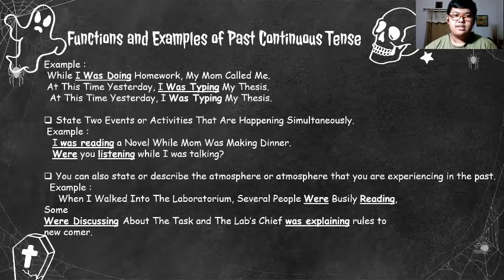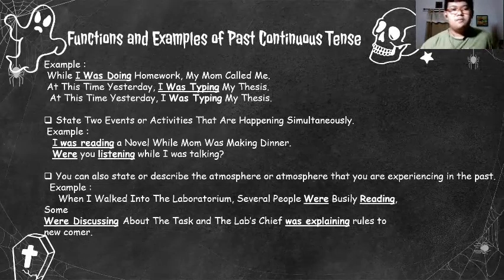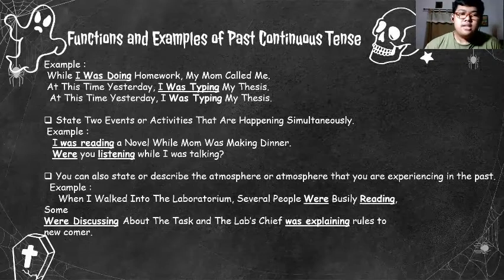And this is more example. Oh wait, and also there's a function too. The fourth function, state two events or activities that are happening simultaneously. Simultaneously, yeah. Example, I was reading a novel while mom was making dinner. And the fifth one, you can also state or describe the atmosphere that you are experiencing in the past.